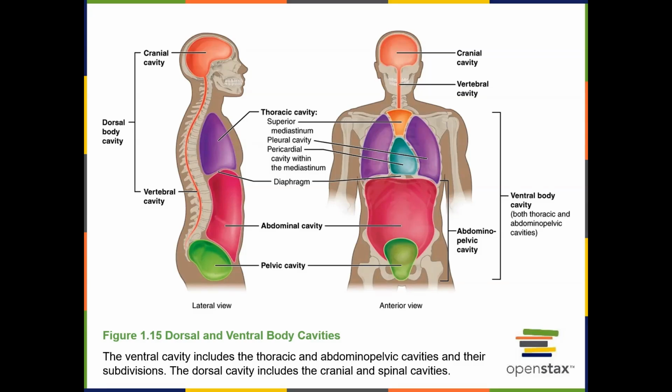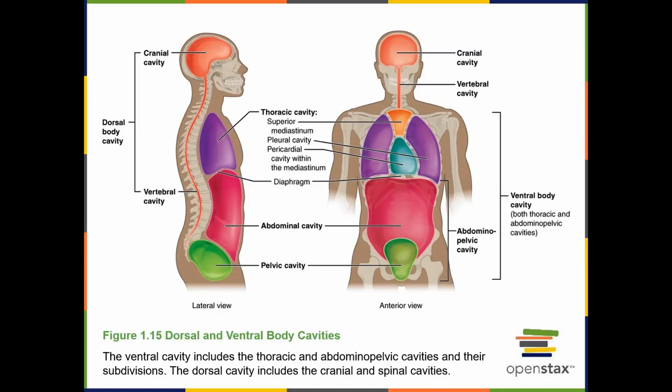contains the spinal cord. The ventral body cavity can be subdivided into the thoracic cavity and the abdominopelvic cavity. Within the thoracic cavity are the left and right pleural cavities, which surround the lungs. Medial to the pleural cavities is the pericardial cavity within the mediastinum, which contains the heart.